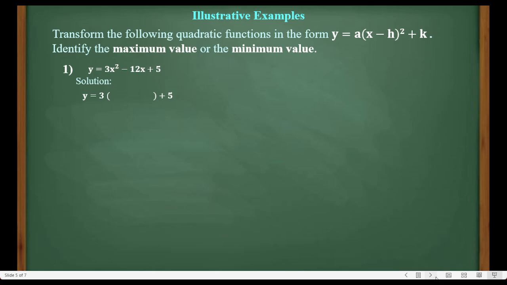So first, we factor out the common monomial factor from these first two terms. In this particular case, the common factor of 3 and 12 is 3. Now, inside the parentheses, the resulting expression would be x squared minus 4x. So, how did we get this expression?